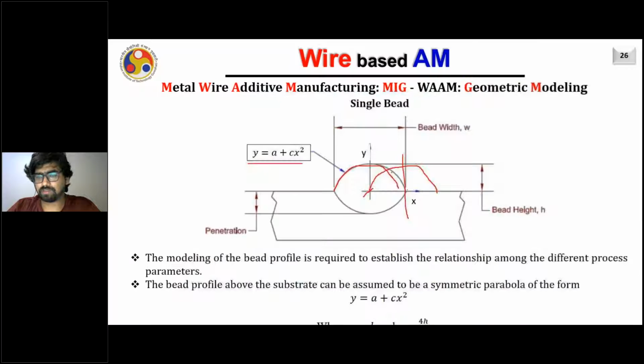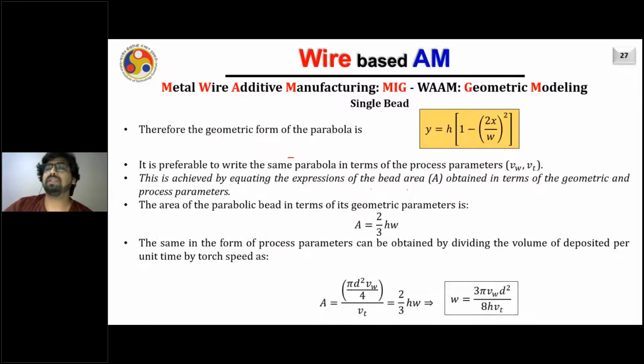Wait a minute, there is something wrong. At this location, the value of x is w by 2, right? So we can put in w by 2 and find out the value of c as well. If we find the values of a and c in terms of the height and width of the bead, then the equation of the parabola can be written like this.